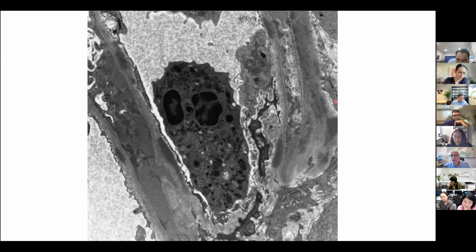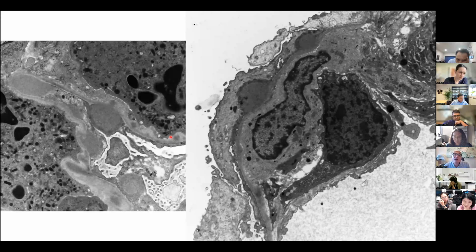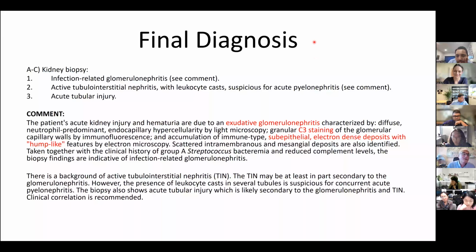We have here, close to the mesangial region, the mesangial deposits, and also subepithelial deposits. Many of these subepithelial deposits have a discrete round shape that we call hump-like. So: subepithelial hump-like deposits, starry sky pattern, C3 deposition, exudative glomerulonephritis. Put all of them together with that clinical history, and you can establish a diagnosis of infection-related glomerulonephritis, which some of you did without even looking at the biopsy.